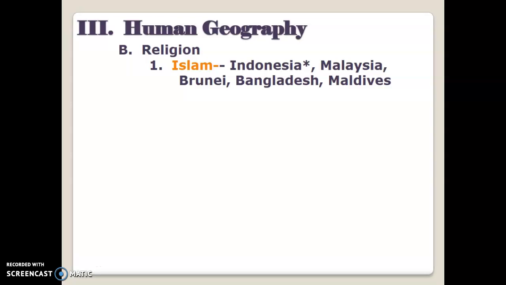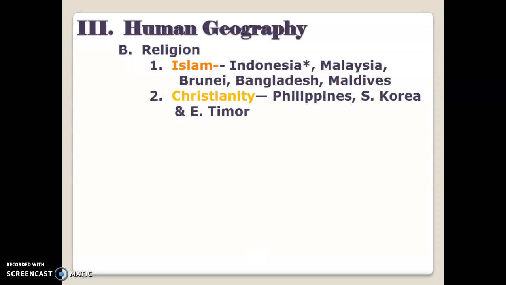Now, Indonesia has an asterisk beside it because 99 to 100% of the people are Muslims in Indonesia. So it has one of the highest percentages in all of the world.